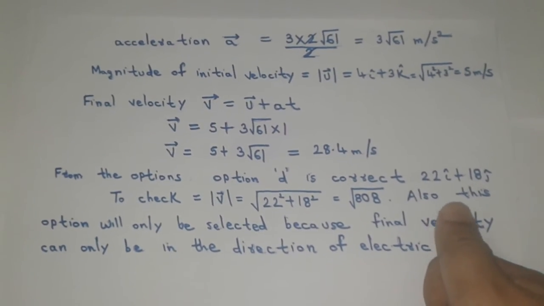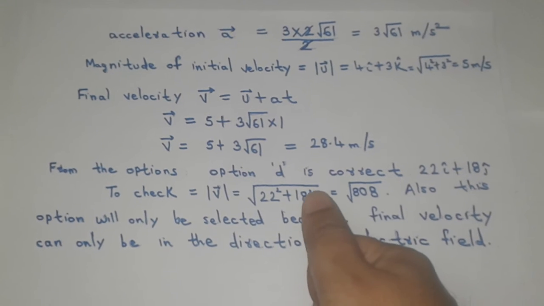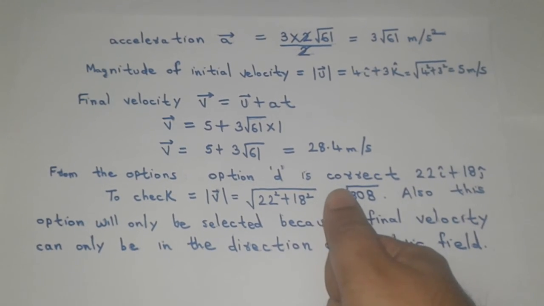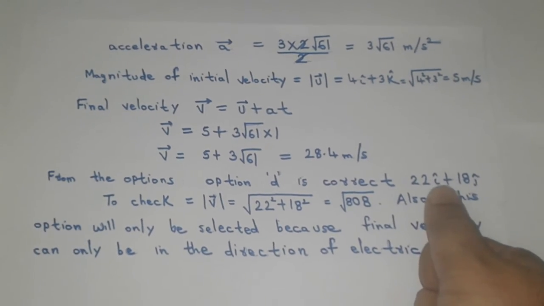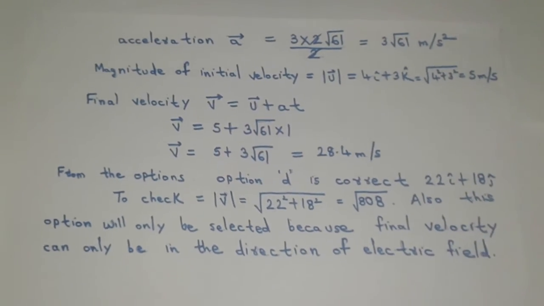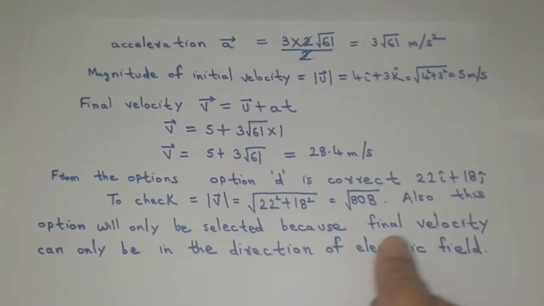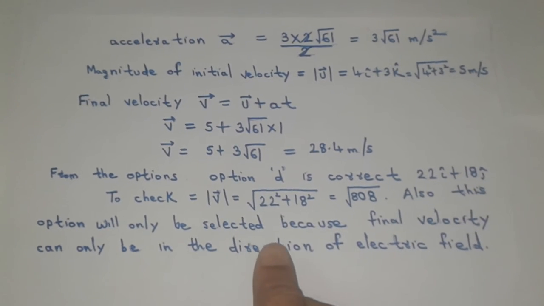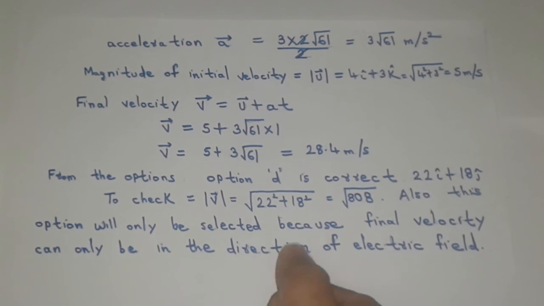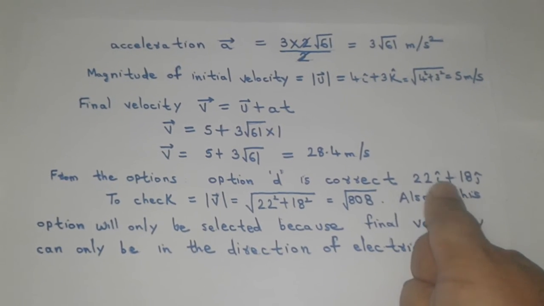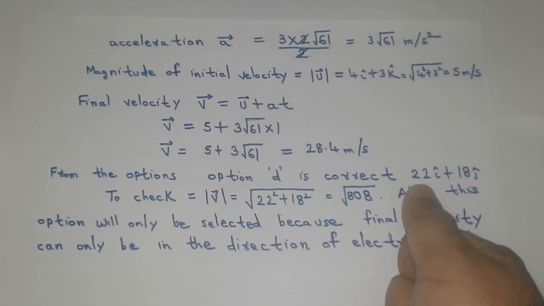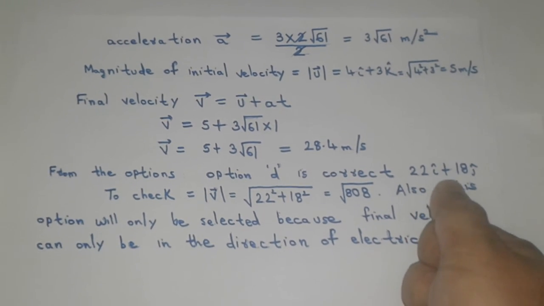There is also a common sense in this question as the other three options are in the form of i cap plus j cap plus k cap, and it is only this option which is in the form of i cap plus j cap. Since the final velocity can only be in the direction of electric field, and the electric field is given in the form of i cap plus j cap, we select the option in the form of i cap plus j cap.